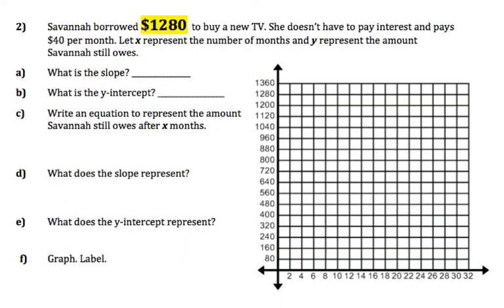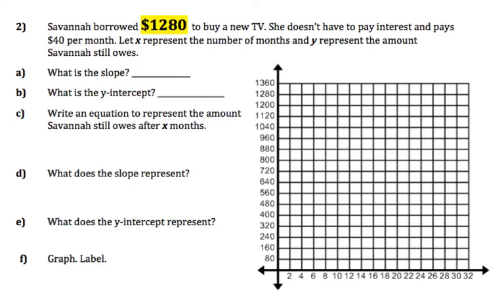Number 2. Savannah borrowed $1,280 to buy a new TV. She doesn't have to pay interest and pays $40 per month. Let x represent the number of months and y represent the amount Savannah still owes. A. What is the slope?